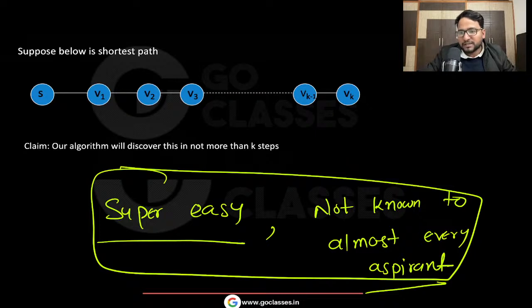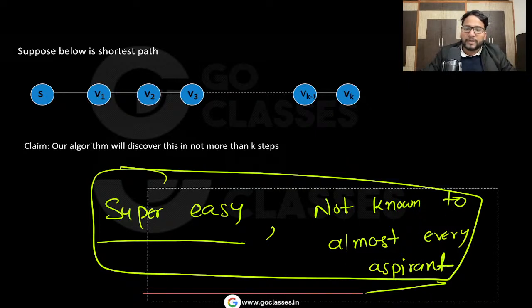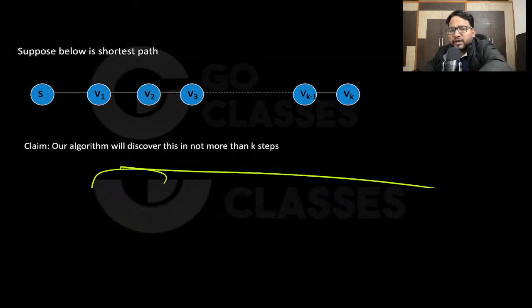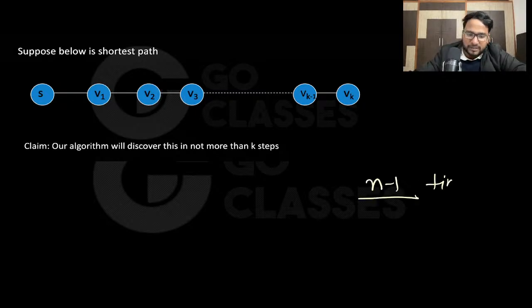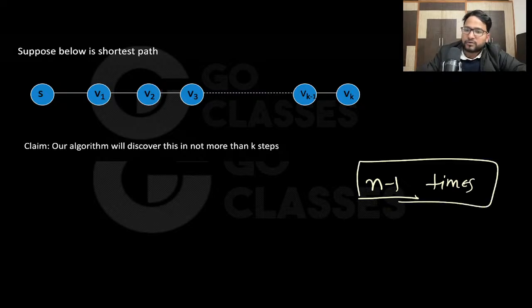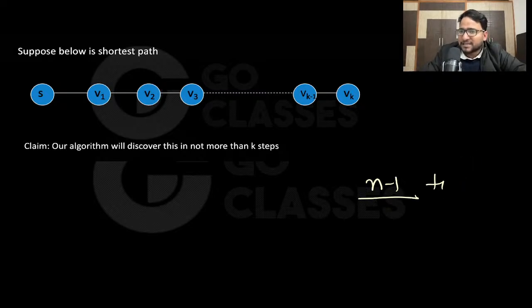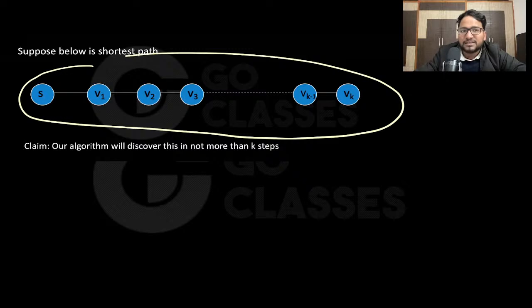Why does Bellman-Ford work? This is a super easy proof and not known to almost every aspirant. Bellman-Ford says that if you run it n minus 1 times, then you will get the shortest path distances, right? This is what Bellman-Ford says. But why does this happen? Let's see. Suppose that this particular path is the shortest path.